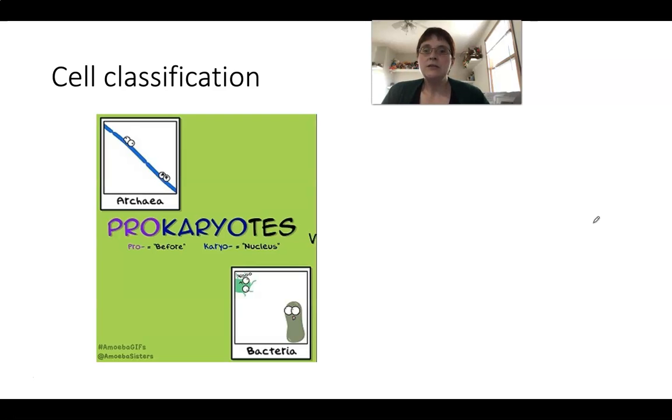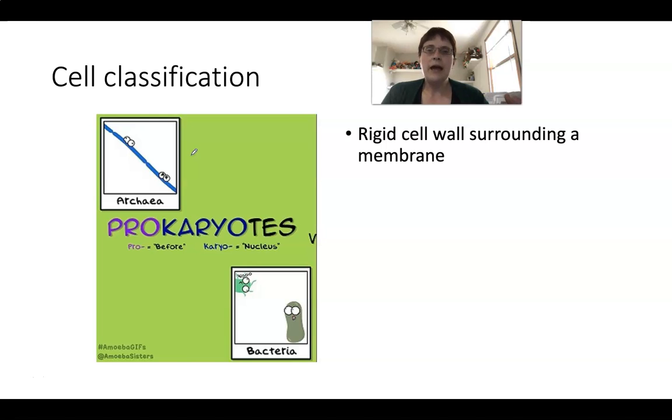So one of the first things we're going to do is break them into one or the other of these groups. So you're either going to belong to the prokaryotes or what we call the eukaryotes. So we're going to look at the prokaryotes first. If you're a prokaryote, you're going to have a rigid cell wall surrounding a membrane.